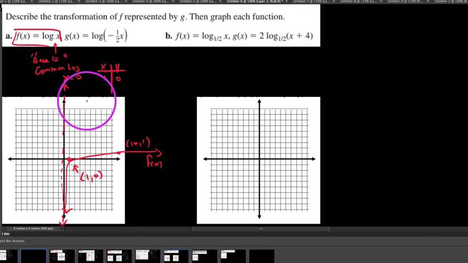So now what we're going to do is take all of these three main characteristics and apply these transformations to our graph. And so what we notice is that first of all, we have a negative in front of our x value here. And so this is going to be a y-axis reflection, first and foremost.